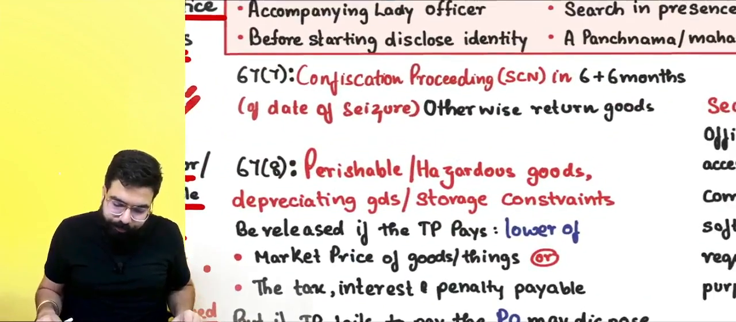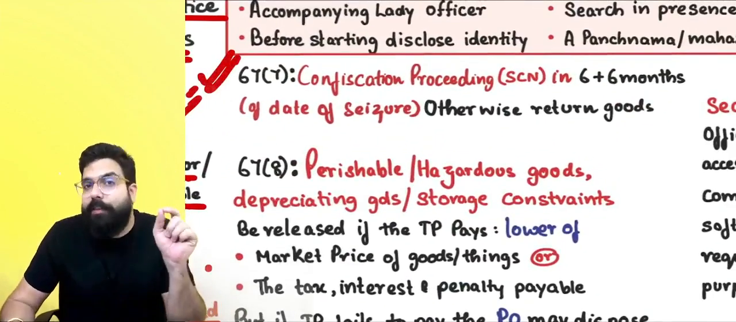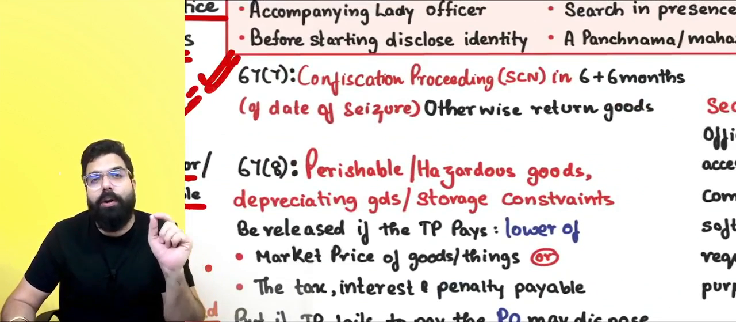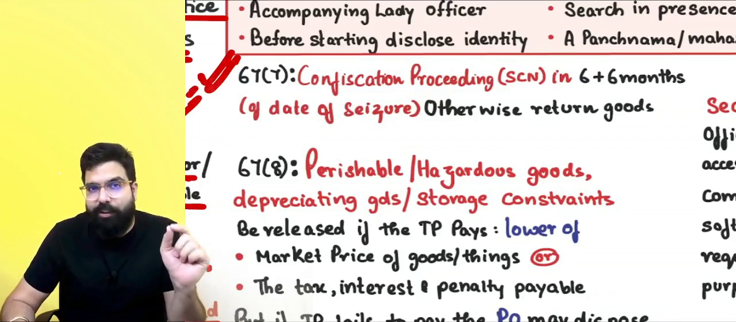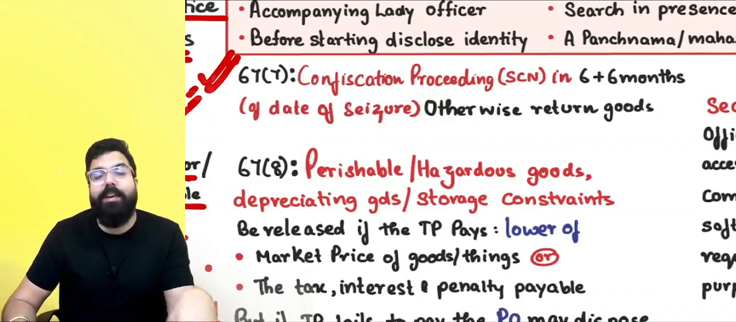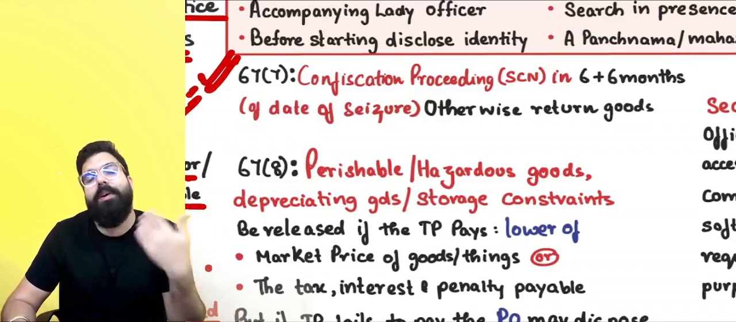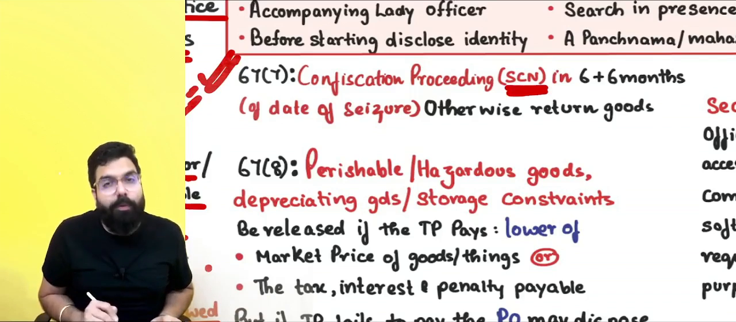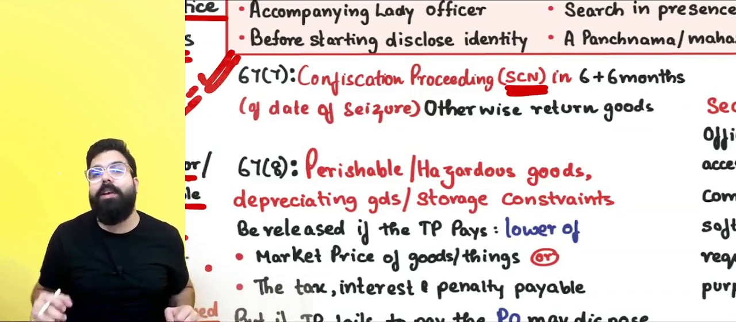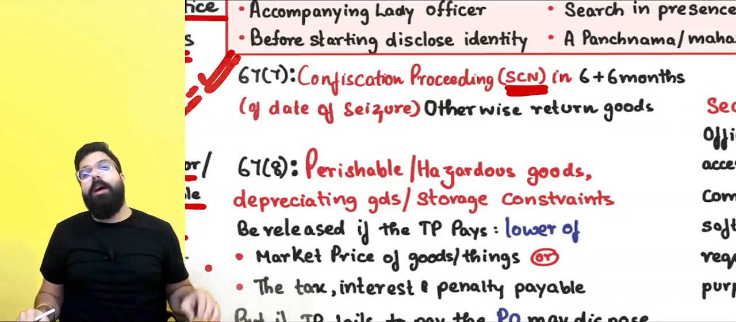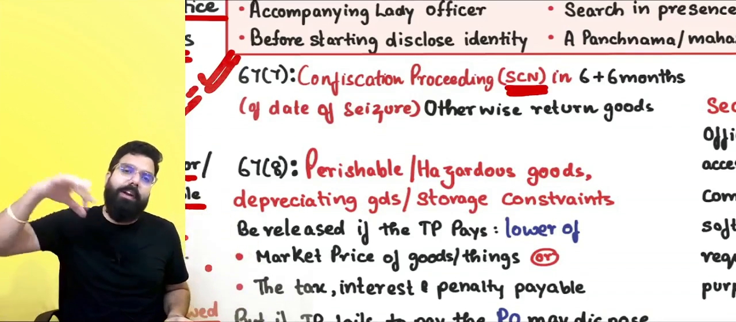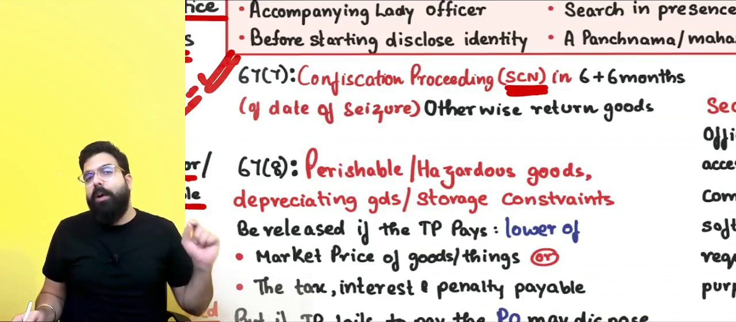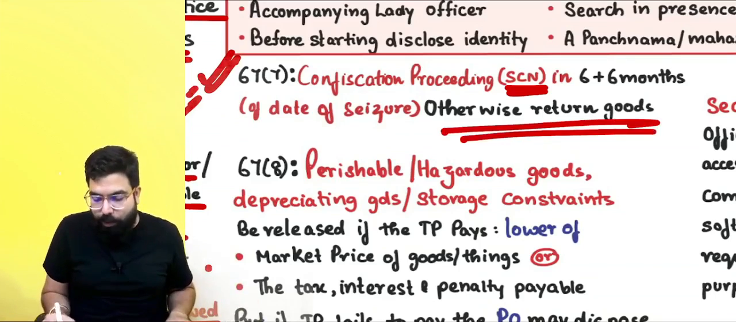Section 67(7) says confiscation proceedings will start within 6 months of the order date of seizure. Once they have seized your goods, within how many months will they start the confiscation? Within 6 months. If they can't do it in 6 months, a further 6 months extension can be given and they will issue you a show cause notice for confiscation. Seizure was taking the possession. Confiscation is basically taking over the ownership of the goods. So the government will take over the ownership of the goods. So they will first issue you a confiscation notice within 6 months plus 6 months. Otherwise, they will have to return the goods.